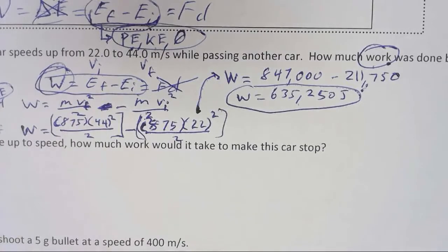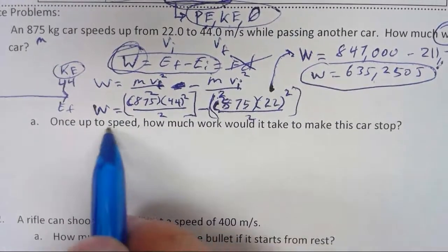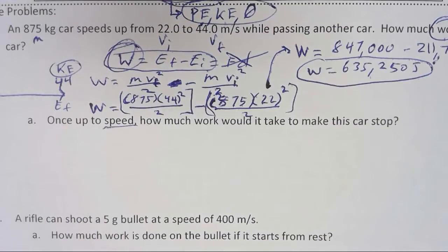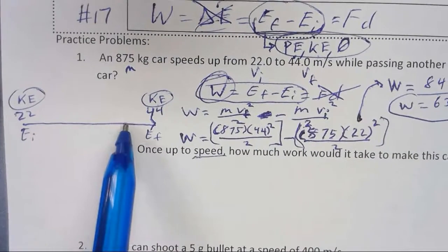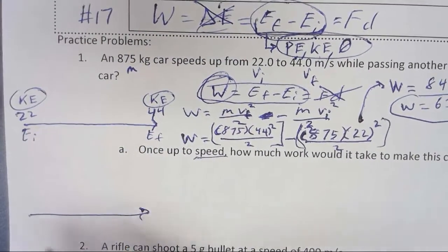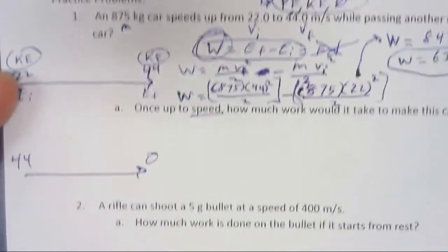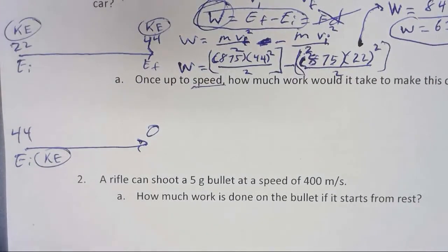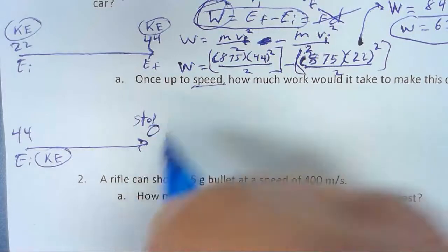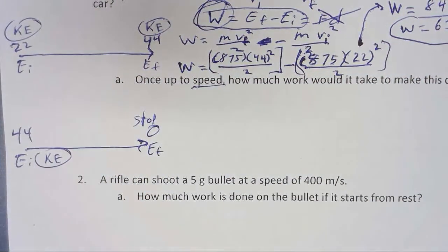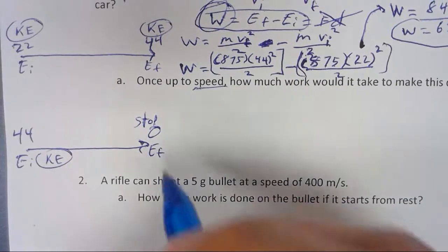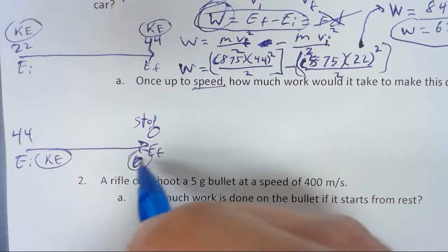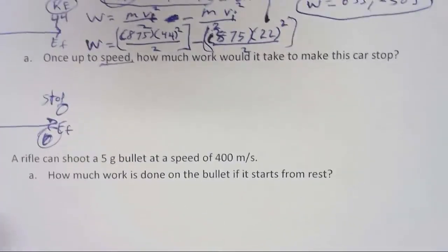All right. The second scenario says once up to speed, that means the speed of 44 meters per second, how much work does it now take the car to stop? To be clear, this car is not doing the same scenario now. Instead of going from 22 to 44, now we're going to go from 44 to 0. Here's my initial energy. That's kinetic energy because the car is moving, still no height involved. And now we're stopped. At the end, EF, we're stopped. Therefore, there's no kinetic energy, still no potential energy. So the energy is 0. There's no mechanical energy that the car has here.